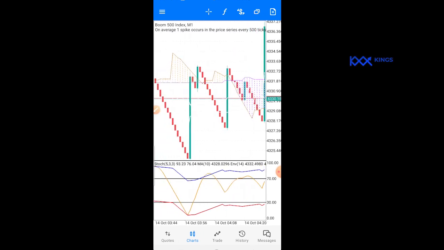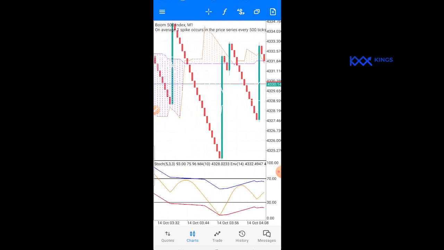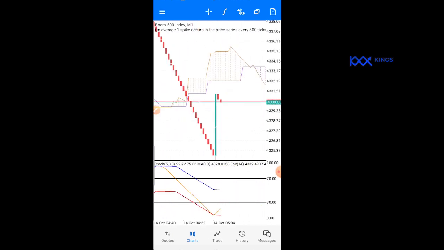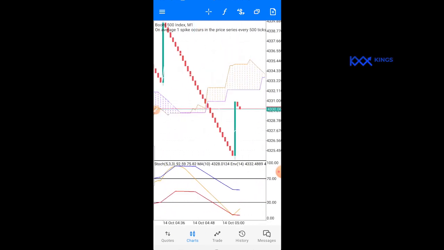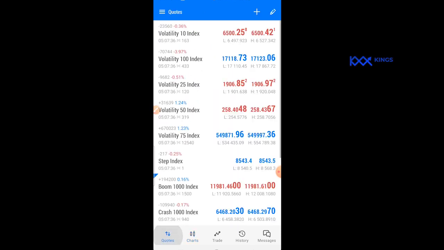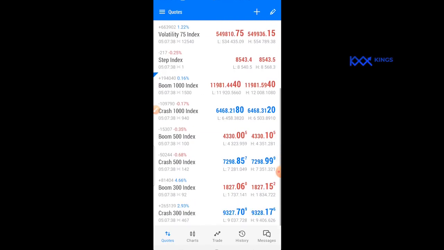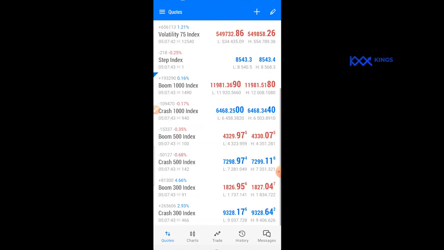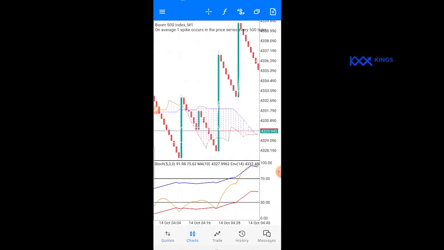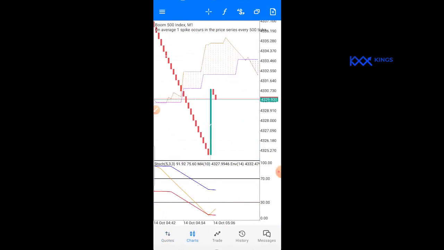We are going to be using these indicators here just for confirmation and also for our signals. So if you look closely, you are going to see I have Boom 500 on. This strategy actually works on any of the Boom and Crash. You can do it on Boom 500, 1000, Boom 300, also Crash 500, 1000, all of the Boom and Crash. You can actually use this strategy. And it's very simple guys, it's very simple.